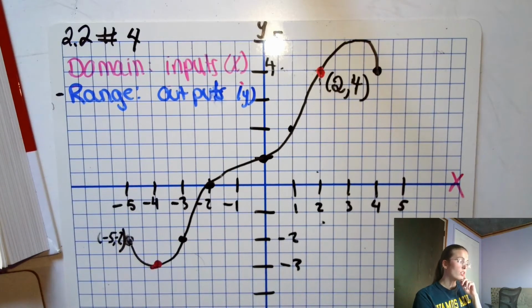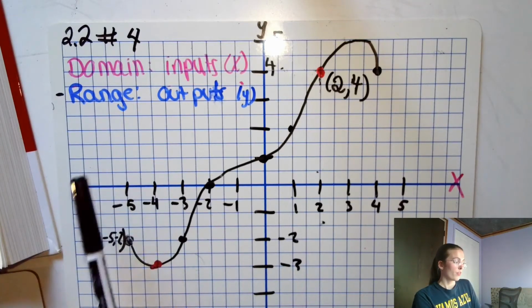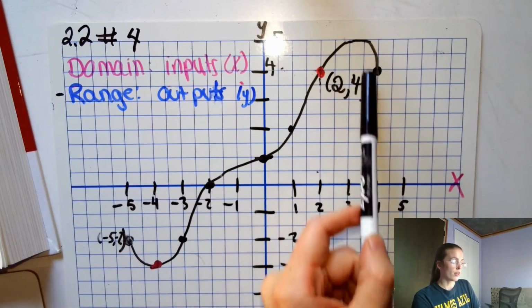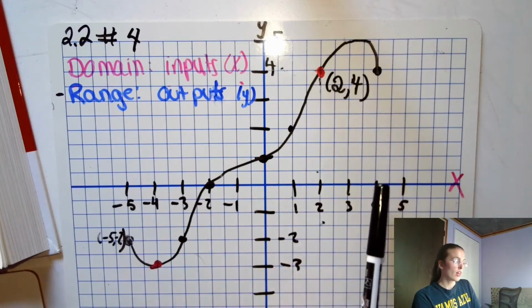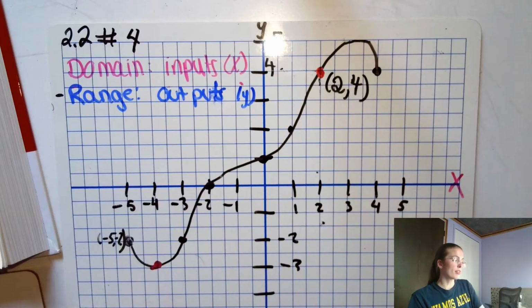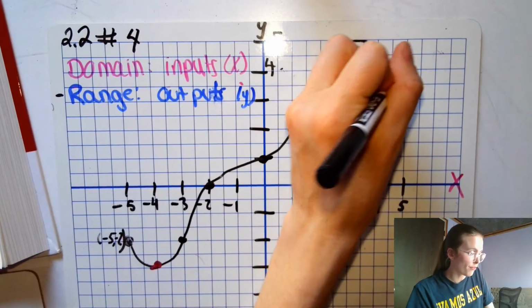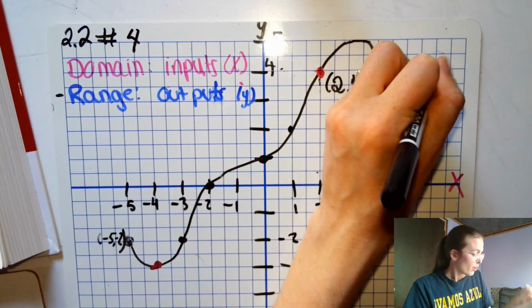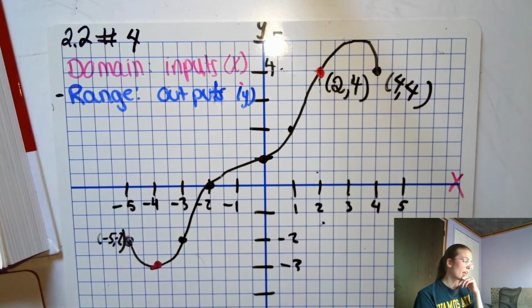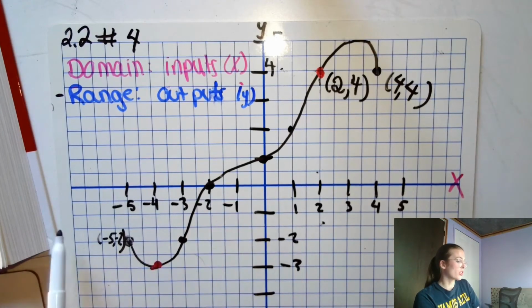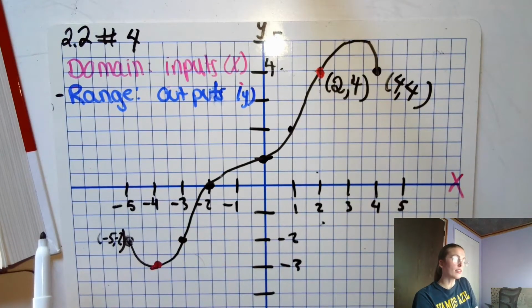And then the largest x value here is 4. See here, this is where the function ends, and x is 4. It's at this point (4, 4). So what that means is that x is always greater than or equal to -5, right? There's no situation here where x is less than -5. And x is always less than or equal to 4. There's no situation where x is, say, 10 or something like that.